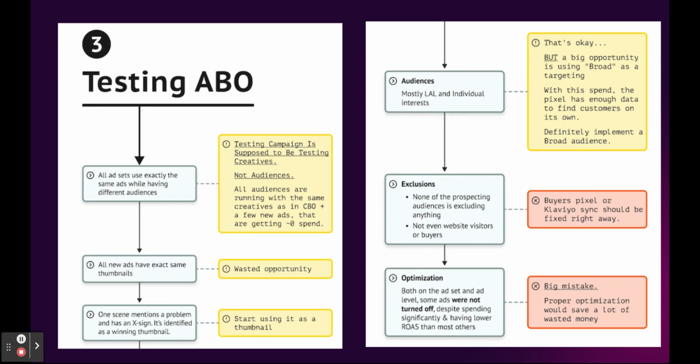There are no exclusions at all, not even a buyers pixel or Klaviyo list. I think that should be implemented right away, because we don't want people that already bought from us to buy again, especially in this case when the product is not a repeatable purchase. Also, optimization was pretty bad. There were no ad sets or ads turned off despite having lower ROAS than others. So proper optimization would save a lot of money here.